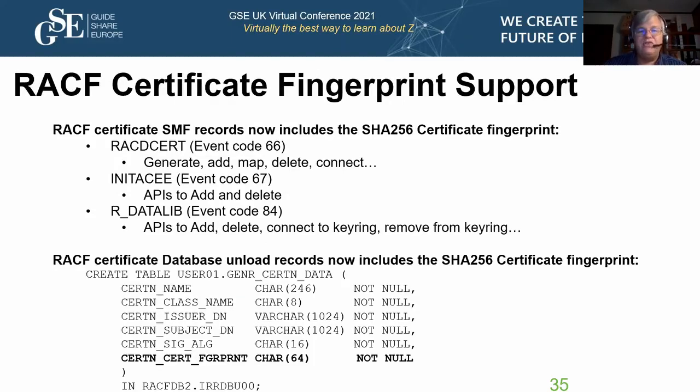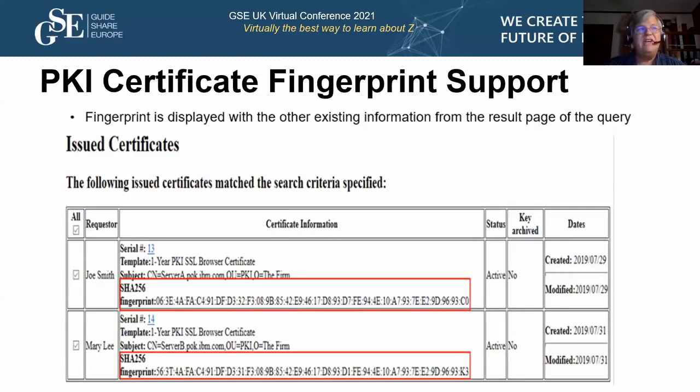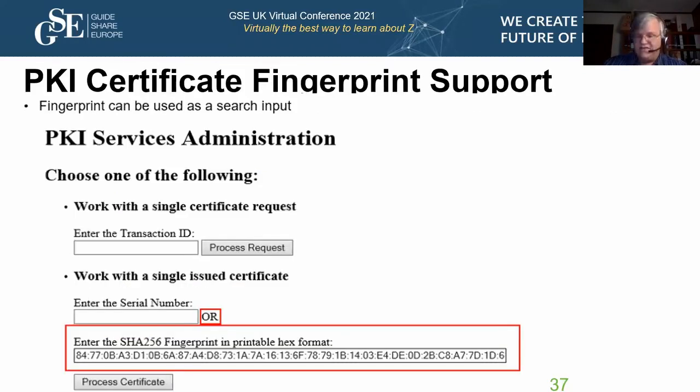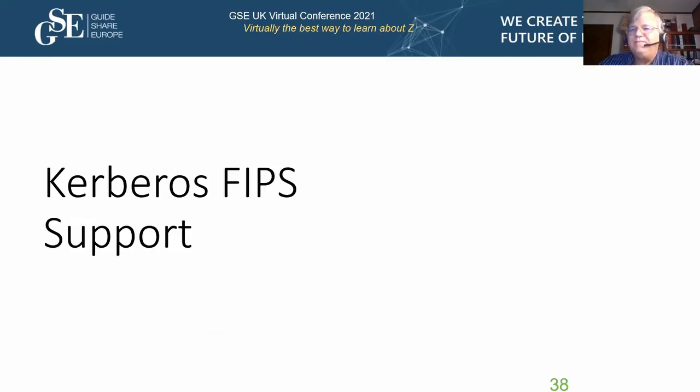Similarly, if you're looking at the output of database unload, right? Database unload has a 64-character field which will contain the certificate fingerprint. The SMF records that RACF creates, specifically 66, 67, and 84, those SMF records created by virtue of the use of those APIs will have certificate fingerprint information. And here's an example, PKI Services, one of their web dialogues. There you show it, the certificate fingerprint. And another example here. Great.